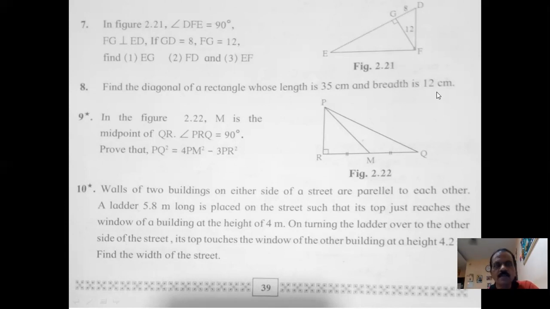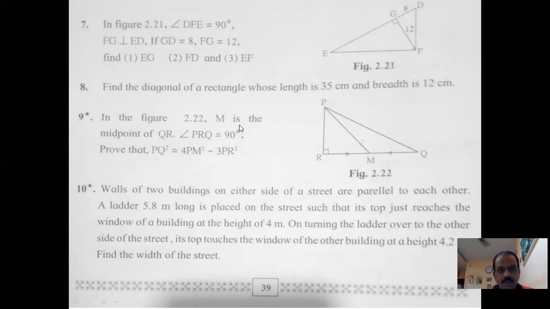A rectangle means the angle is 90 degrees, and we are given the two sides. This is 35 centimeter and the breadth is 12 centimeter, and we get the sum of the squares of these two sides, 35 square plus 12 square, and then we get the diagonal of that rectangle. This will be solved very easily, so these two examples 7 and 8 you will solve in your notebook. Now we see the ninth example.